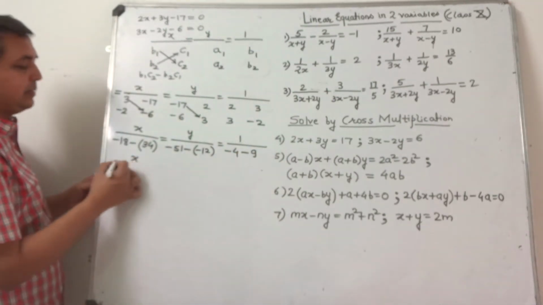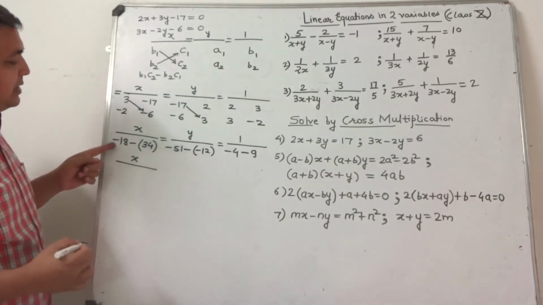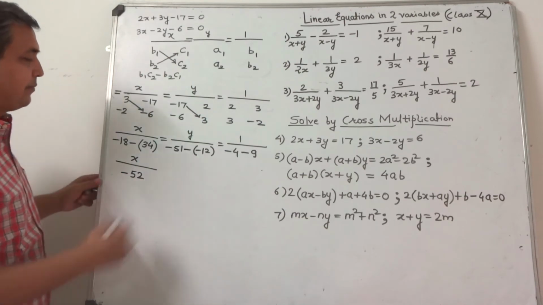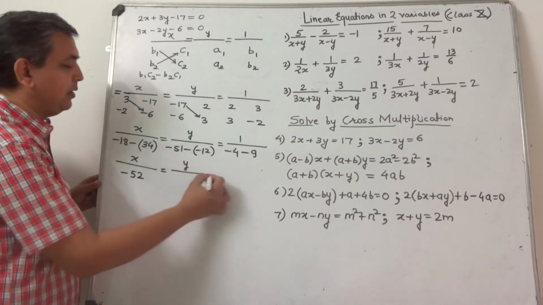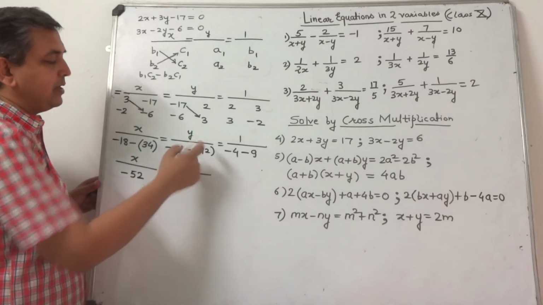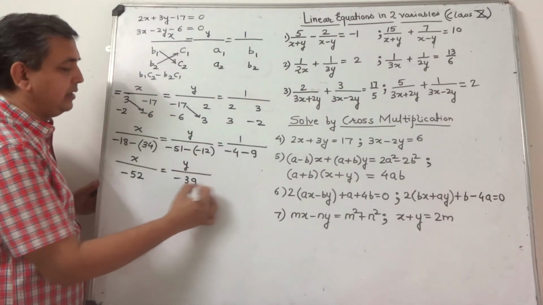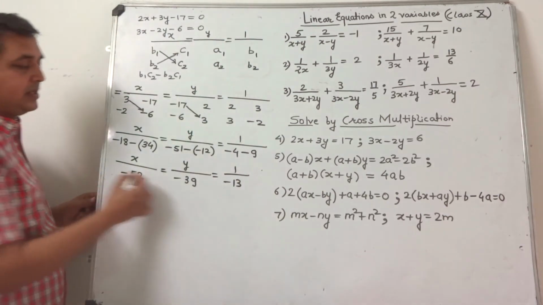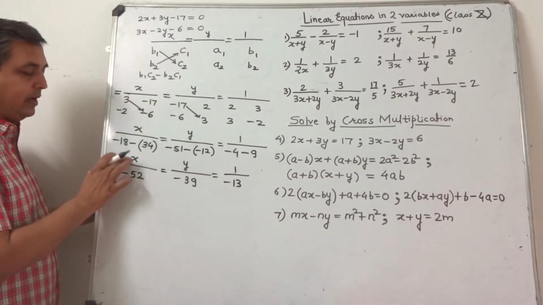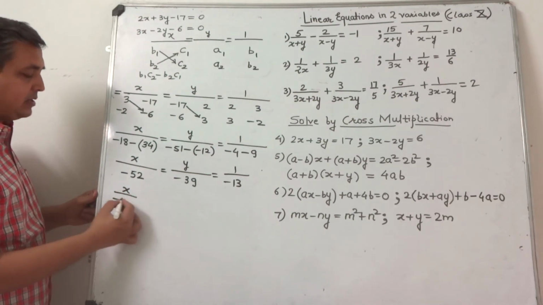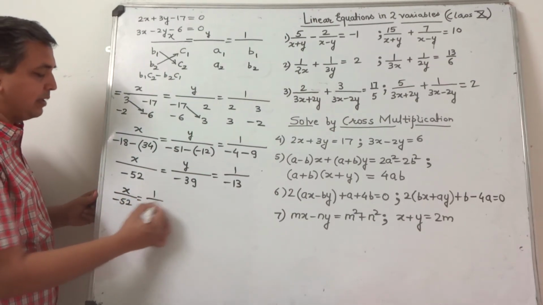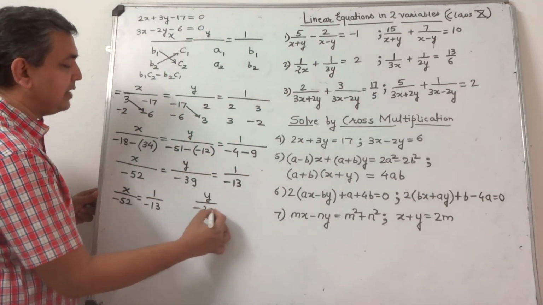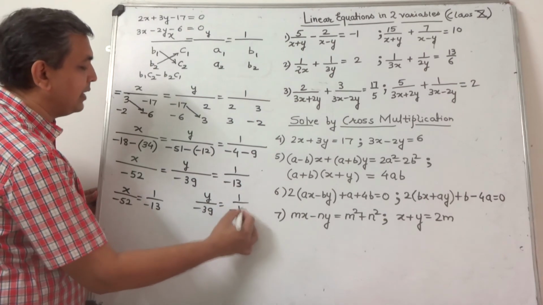So we get x upon, what is minus 18 minus 34? Is it minus 52? Is equal to y upon minus 51 plus 12. Is it minus 39? Is equal to 1 upon minus 13. Now see, from this equation, if we want to find the value of x, we write x upon minus 52 equal to 1 upon minus 13, and for y, we write y upon minus 39 equal to 1 upon minus 13.